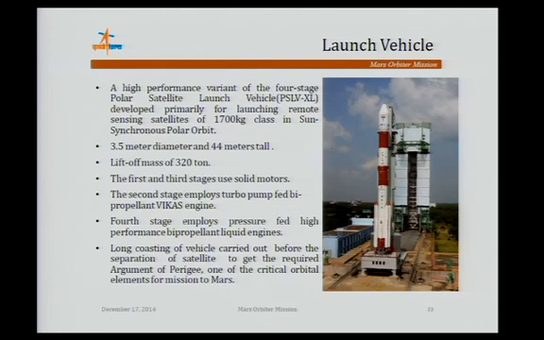The vehicle is 3.5 meters in diameter and 40 meters tall, and the lift-off mass is around 320 tons. The first and third stages use solid motors, the second stage employs a turbo pump fed bipropellant Vikas engine, and the fourth stage employs pressure fed high performance bipropellant liquid engines. A long coasting of the vehicle is carried out before separation of the satellite to get the required argument of perigee, one of the critical orbit elements for Mars orbit. This was specially done for this vehicle to achieve the inclination on Mars arrival. That is the extended operation of the PSLV vehicle. Next.